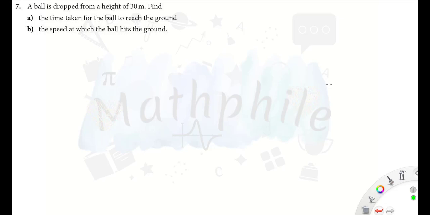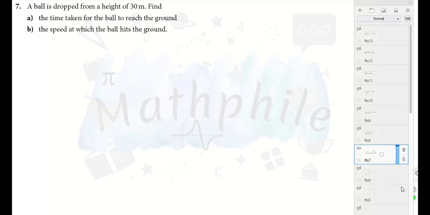Okay, let's see. Oh, this looks very innocent. A ball is dropped from 30 meters. Find the time again. You're too going for this question. You agree, right? There's a time. Let's move on to another one.